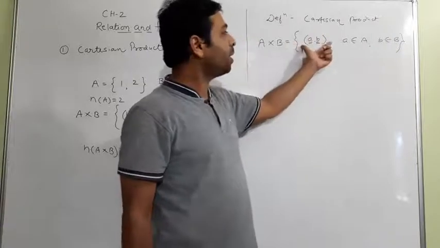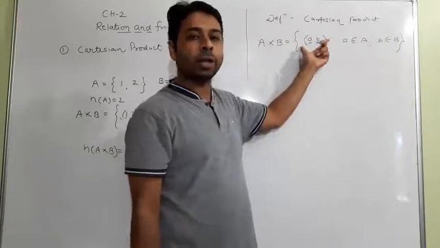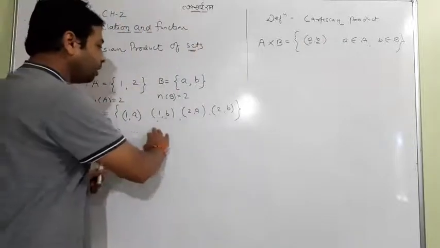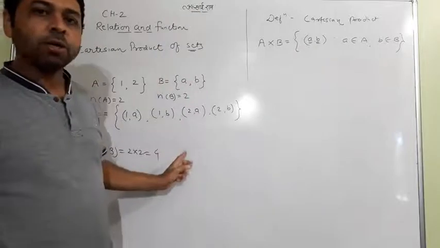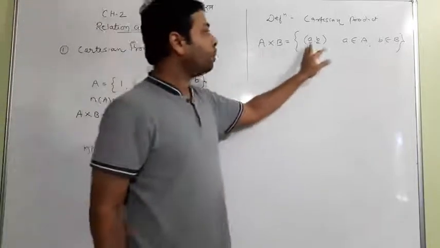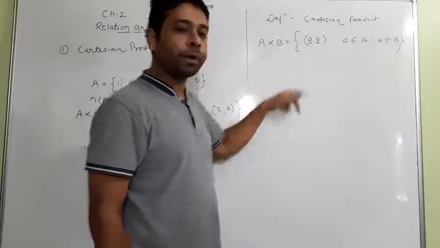It doesn't mean that it is one element. It is actually to represent all this kind of element. Like here it is four elements, so it is representing four elements. You know that A cross B may have a lot of elements.